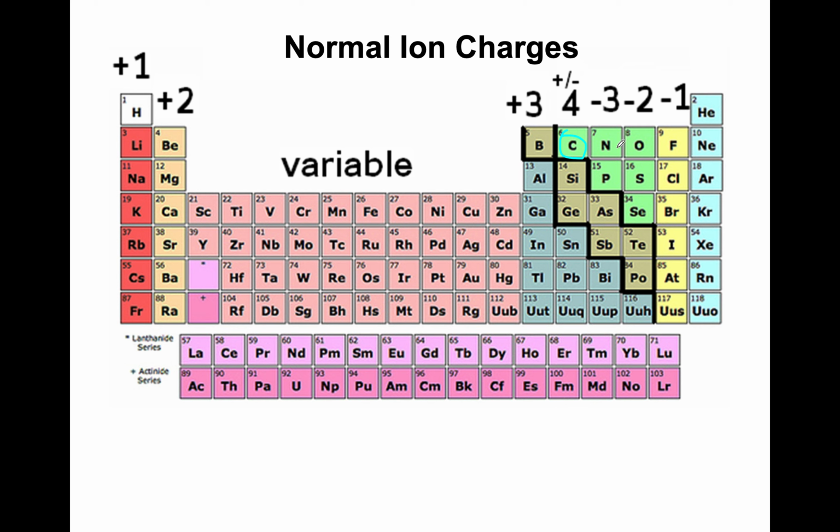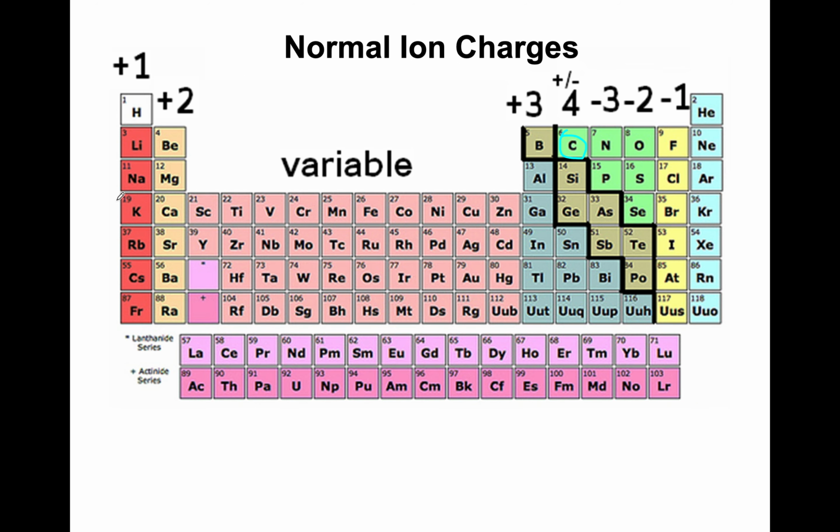Nitrogen wants to gain 3 electrons, so it forms -3. Oxygen wants to gain 2 electrons to form 8, so it forms -2, because remember, getting 2 electrons means it's getting 2 negative charges, so -2. And fluorine, chlorine, bromine, iodine, so on and so forth, they want to gain 1 electron, only 1. Okay, they only need 1 to form 8 because they have 7.